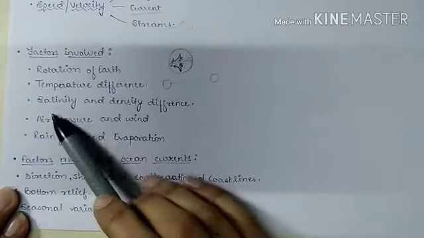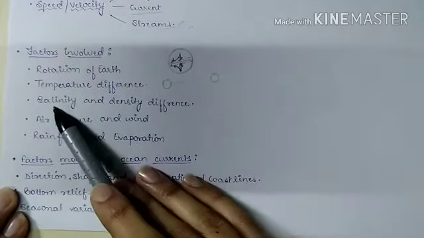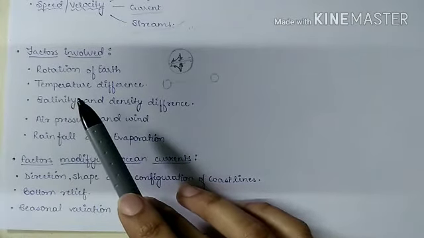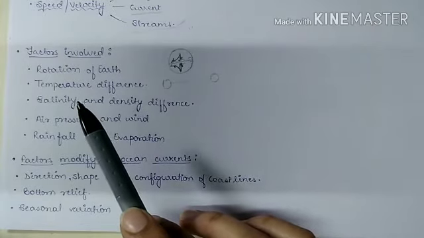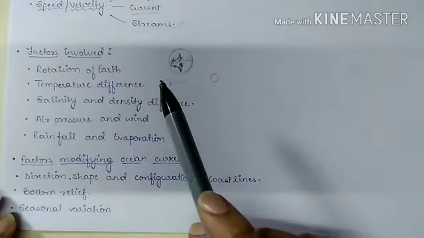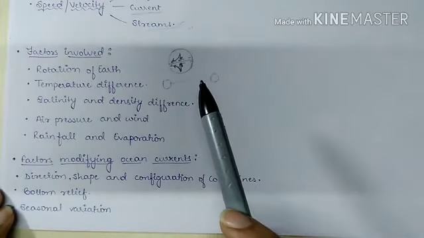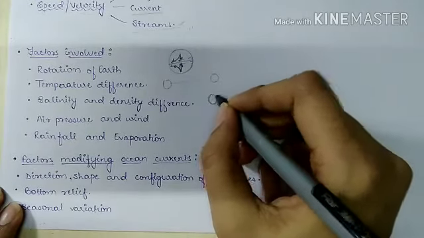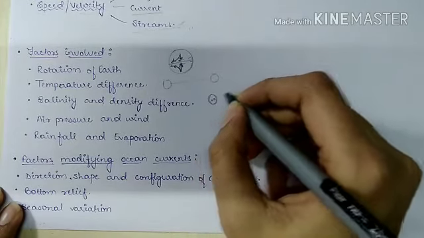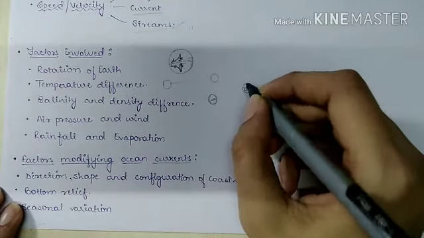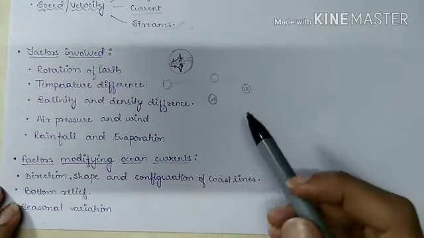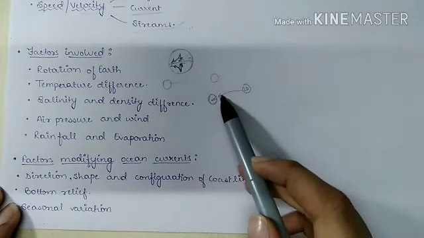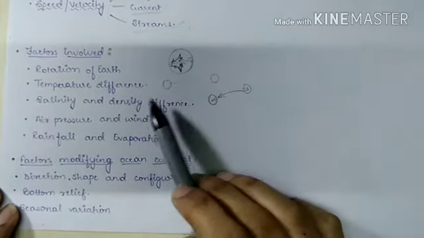Then we have salinity difference. Oceanic salinity also affects the density of water, and the density variation causes oceanic current. If the salinity increases, the density of ocean water increases. Between the area having higher density and the area having lower density, we will see that the water moves towards the area having greater density, and this also generates oceanic current.